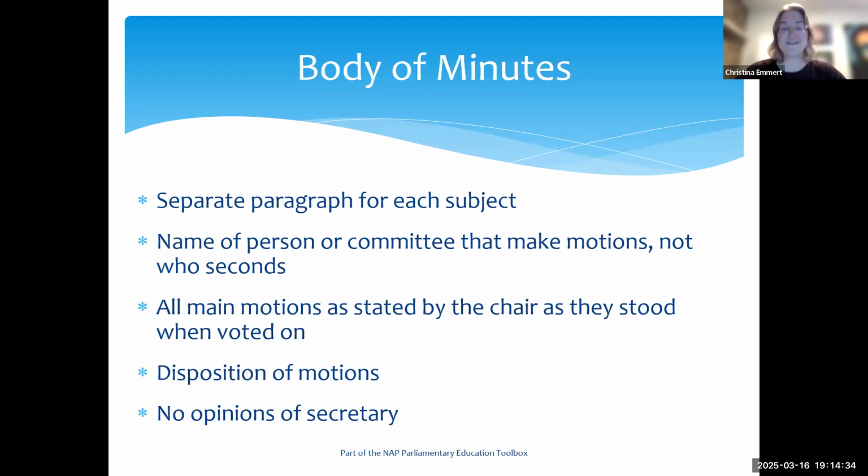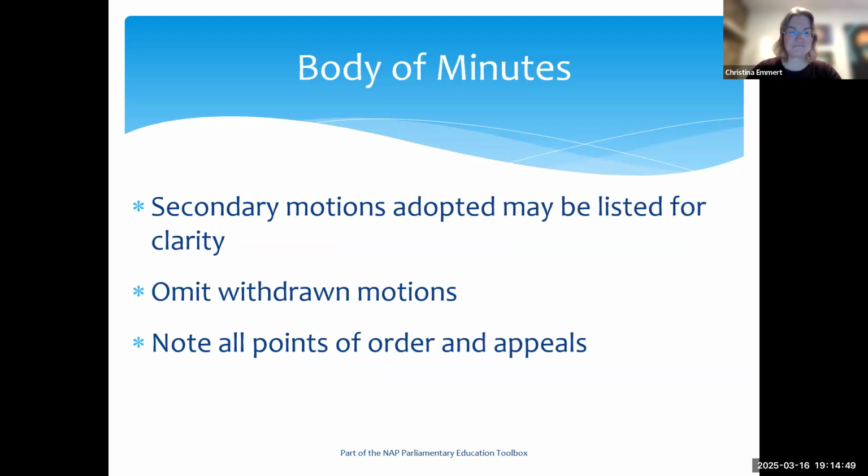You do not want to put your opinions in the minutes when you're putting anything in there. Some people like to write a lot of details in minutes, and a lot of those details don't need to be put in there because of course the minutes are what was done and not what was said. Any secondary motions that are adopted, they might be listed if you need them for clarity. And a lot of times you don't need them. Things like, call the question, things like that, that are really not going to affect the minutes and clarifying what happened at the meeting. Any motions that were withdrawn do not need to be included in the minutes.